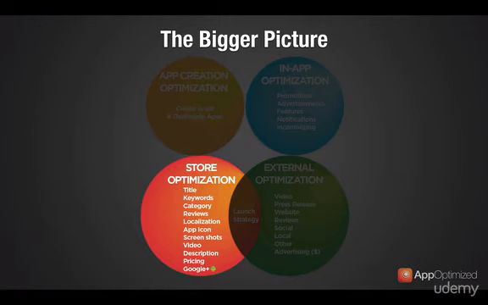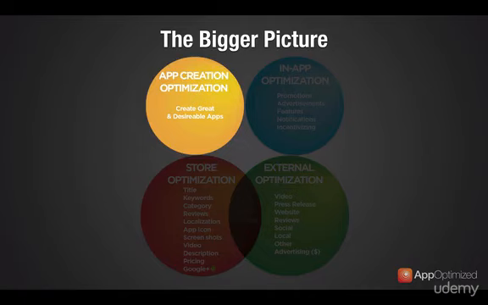The first one, the yellow circle, is that everything starts with app creation optimization. That's where you would come up with an idea, validate it, refine it, and then create a great and desirable app. That's the first step in creating something that is successful. So the creation part comes first and foremost before anything else.